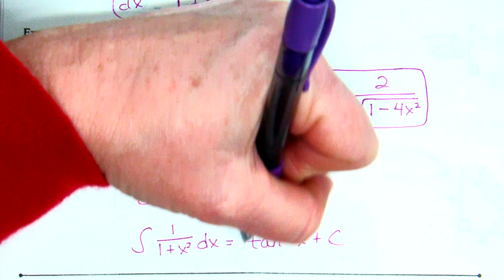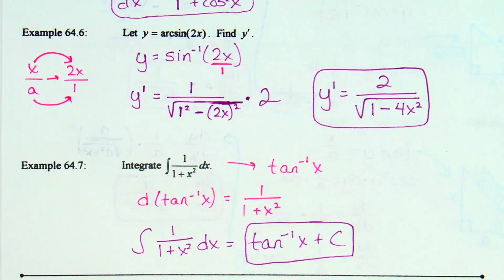If you were to try and actually integrate this, you wouldn't have a lot of luck. If you try a guess and check or substitution, we would need a chain rule thing because the derivative of x squared is 2x. There's no 2x in there. So I'd run into a roadblock. That's another reason to memorize sine inverse and tangent inverse derivatives. Another thing to add to the calculus memory bank.